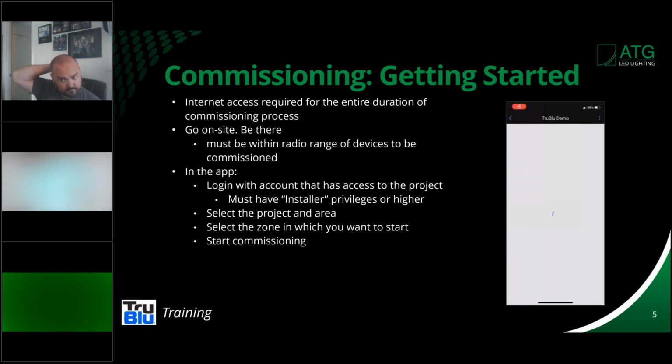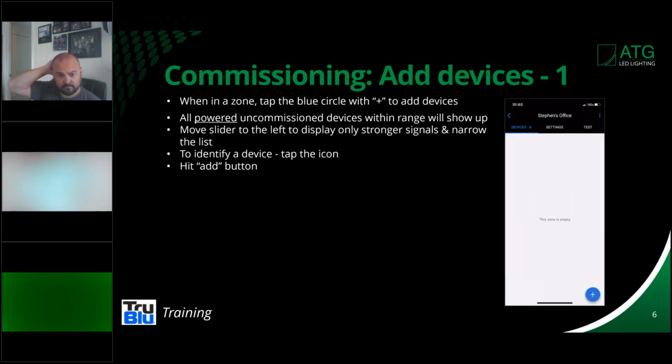All right, now, next, when you're in a zone, you tap the blue circle with the plus at the bottom of the screen that you can see right there. All right, all powered, uncommissioned devices within range will show up. Now, it's important, all powered devices. So your fixtures have to be installed and they have to be powered up and ready to go, or the radio won't be on and they won't be able to be seen by this. So all we then have to do is identify a device and hit the add button.